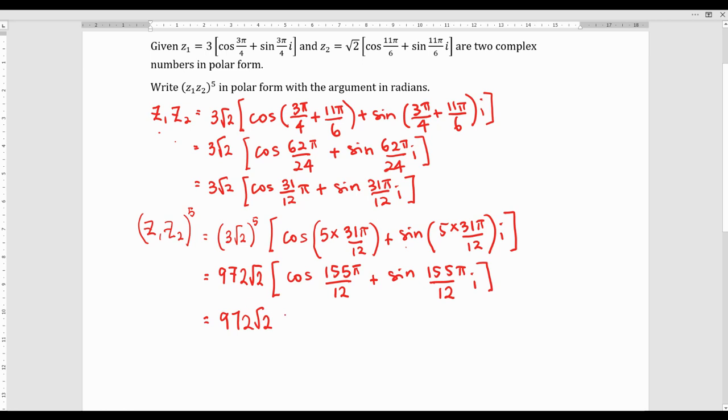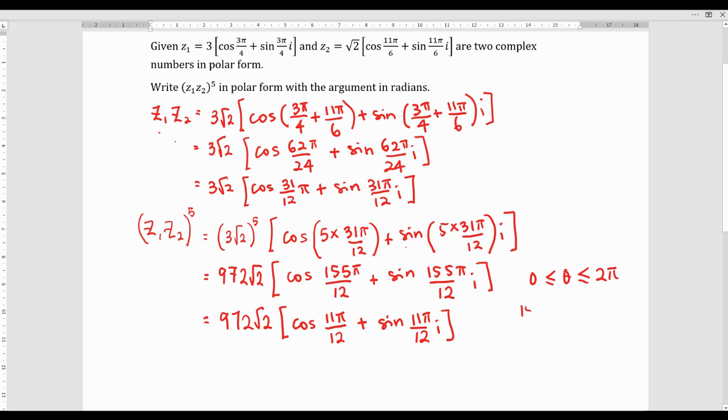Because we have to leave the power in polar form with the argument in radians, and our argument must be within 1 revolution only, we have to simplify that. 155 pi over 12 simplifies to 11 pi over 12 i, to make sure that the argument is within this domain, between 0 and 2 pi.